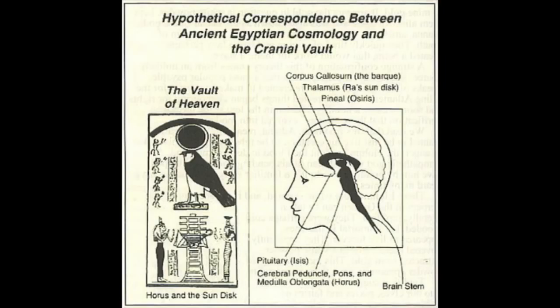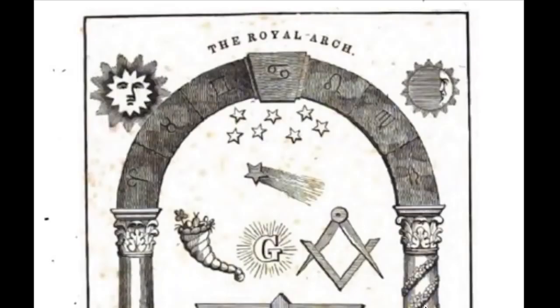The vault of heaven corresponding to the human skull, and the third ventricle or the fornix inside the brain, which is the vault of heaven corresponding to ancient Egyptian cosmology. And again, I mentioned that the fornix is called the fornix because it means an archway. And here we're looking at the Freemasonic Royal Arch. And later on in the video, I will tie this in as to why it's royal.